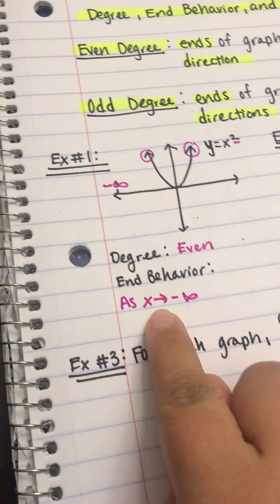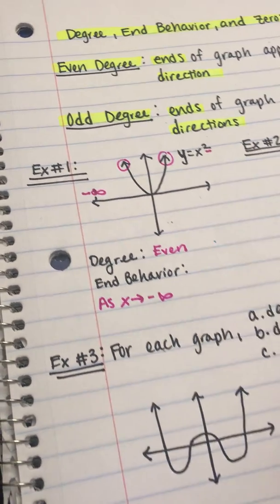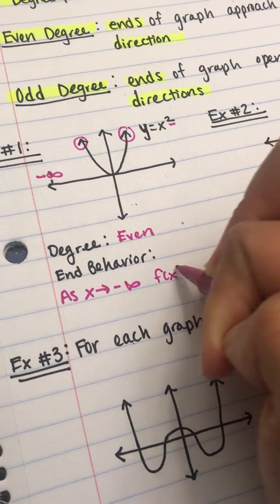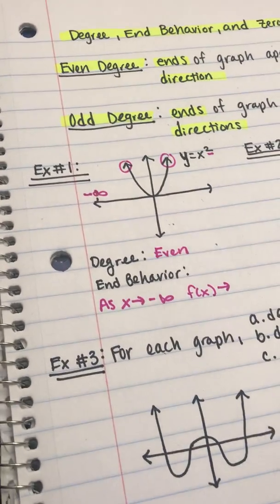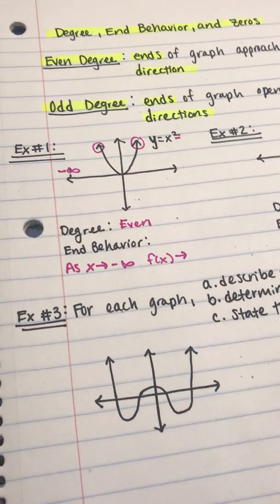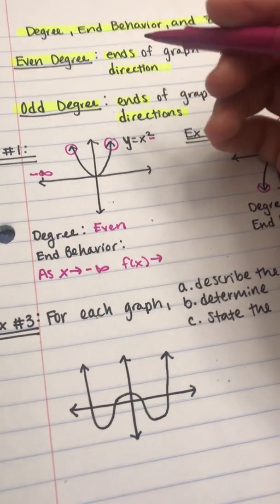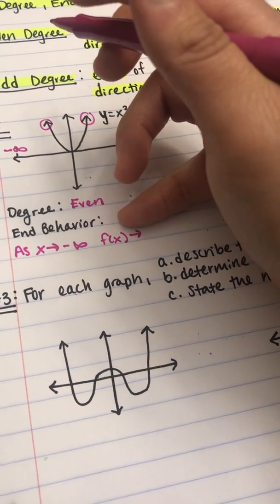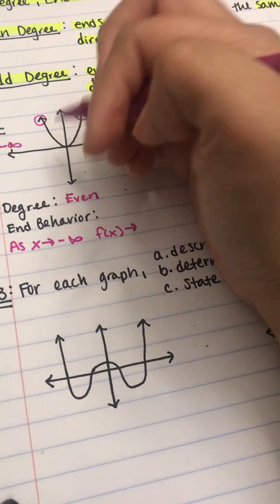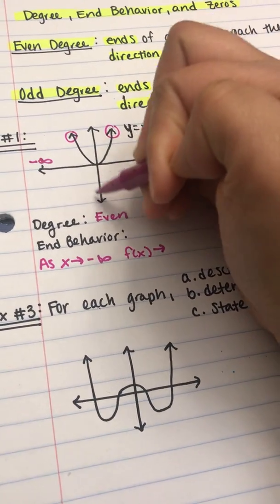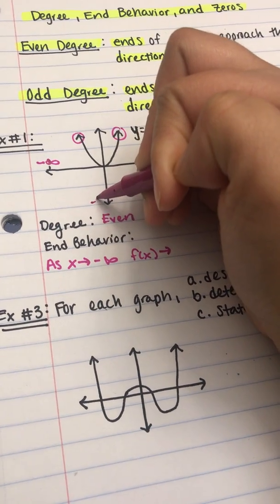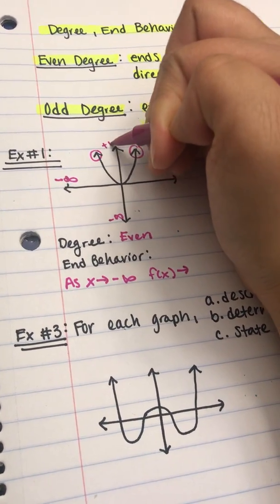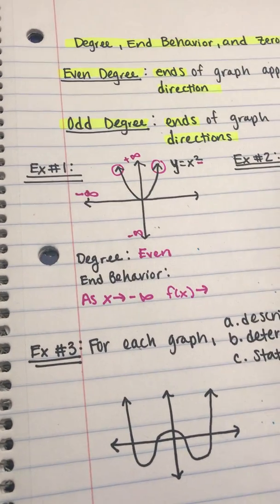So this little arrow means approaches. And then you would say f of x approaches. And when you're talking about f of x, you're actually saying what your graph is doing. So when you're talking about f of x, remember that means y. So y is either going up or down. If you look at your y-axis, the lower part's negative, so that would be going towards negative infinity. The upper part's positive, so going towards positive infinity.